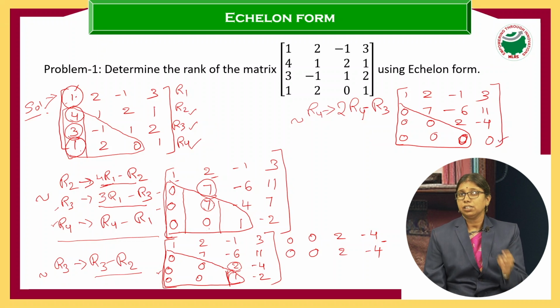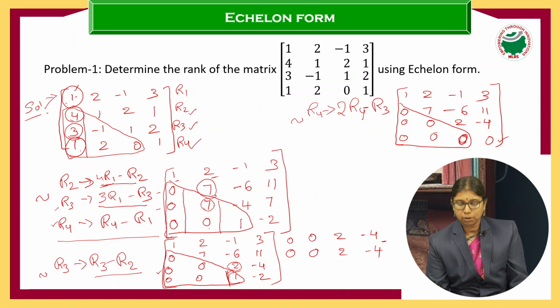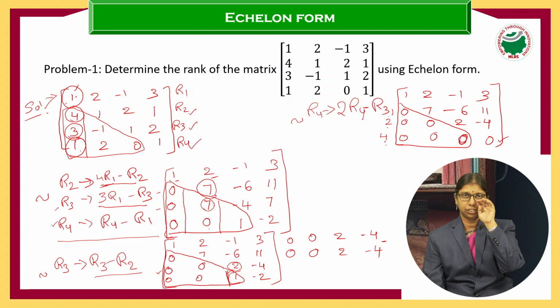Next, the second condition: the number of zeros before the non-zero entry in a row is less than the number of such zeros in the next row. So here the number of zeros is 1. Here the number of zeros is 2. And here the number of zeros is 4. Clearly 1 is less than 2, and 2 is less than 4. It's satisfying the second condition also.